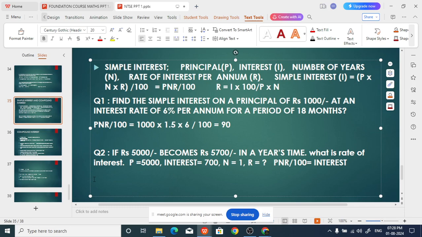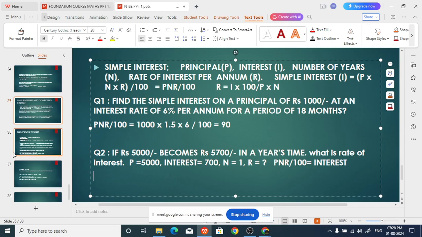I is 700. N is 1. In a year's time means 1 year. And then now you calculate R. PNR by 100 equal to interest. You calculate, how much are you getting? 14%. All of you are getting 14%? Yes, sir. Okay, very good. Anybody has got some difficulty, you can let me know, because sometimes they may give like this and you have to find the exact this one.